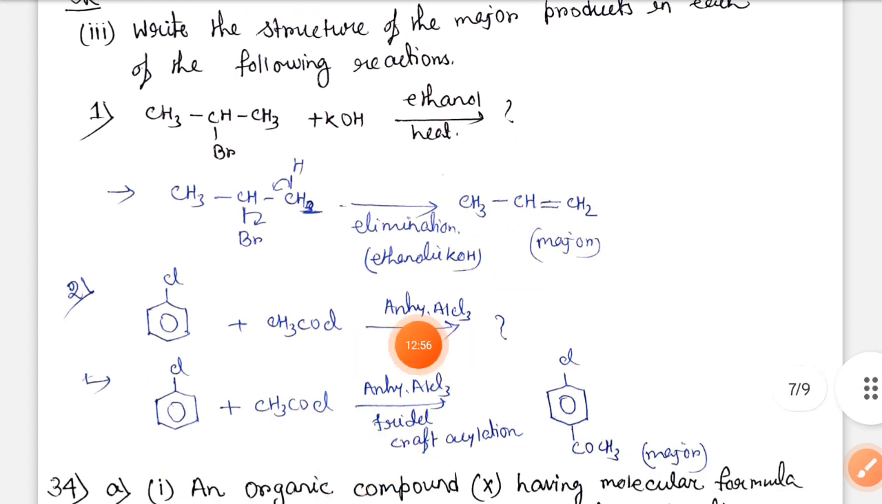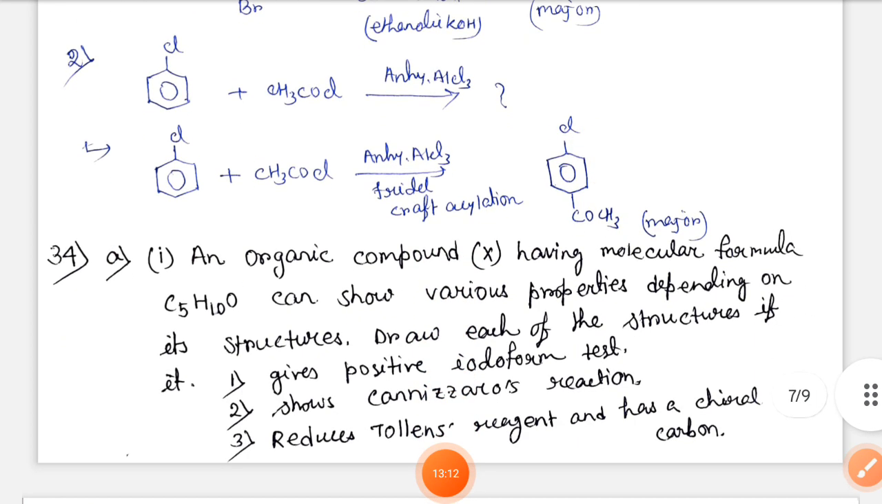Okay, next, that is chlorobenzene and acid chloride. If we add anhydrous AlCl3, that is a Friedel-Crafts acylation reaction, and here the para product is major. So para-chloroacetophenone is formed.